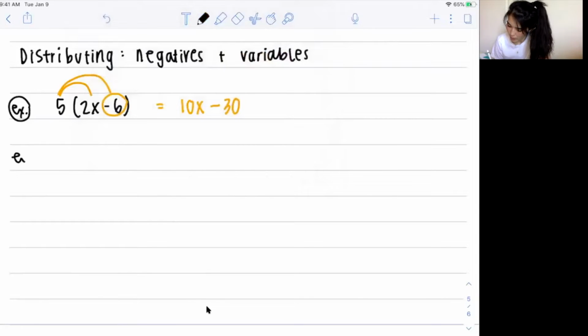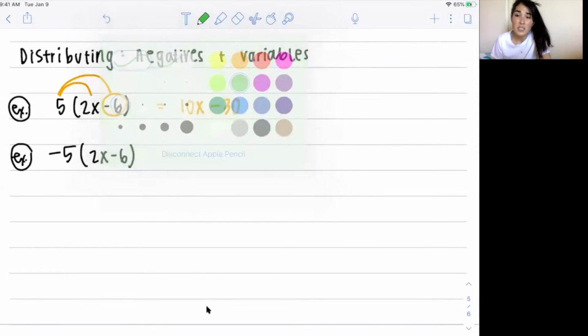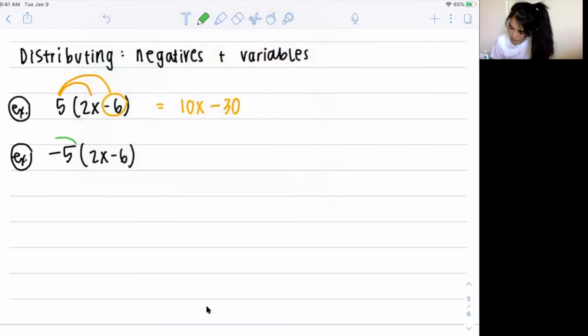So let's go ahead and we'll add a sign to the same kind of problem. Let's say we have negative 5 times (2x minus 6). So again, the idea is the same, except you want to make sure to take the sign with that 5. So negative 5 times 2x would be negative 10, and keep the x. And then negative 5, and again, take that sign, times negative 6. So we know that negative times negative is going to be positive. 6 times 5 is going to be 30.